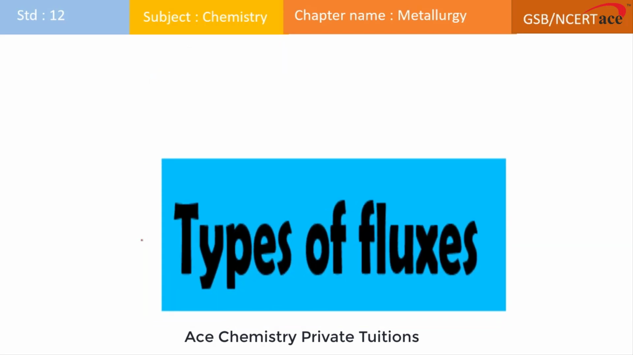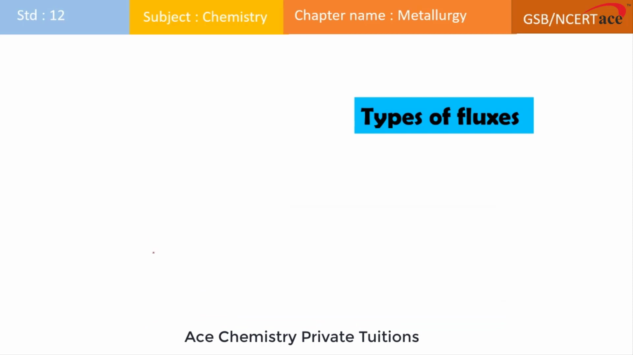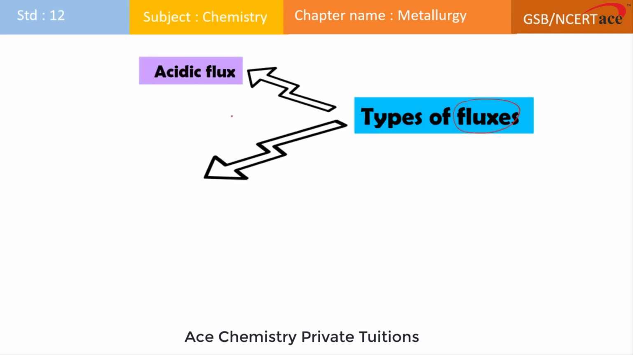So, students, if we want to understand what type of flux can be used in a chemical reaction, it totally depends upon the nature of the gangue particle. On the basis of the nature of the gangue particle, flux can be classified into two types. One is referred to as what? Acidic flux, and one is referred to as what? Basic flux. Before using any type of flux, acidic or basic, it is added in the extraction process only after knowing the nature of the gangue.